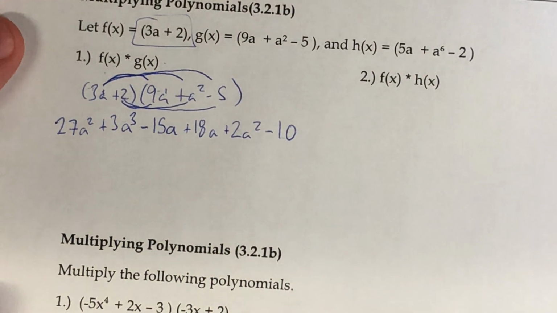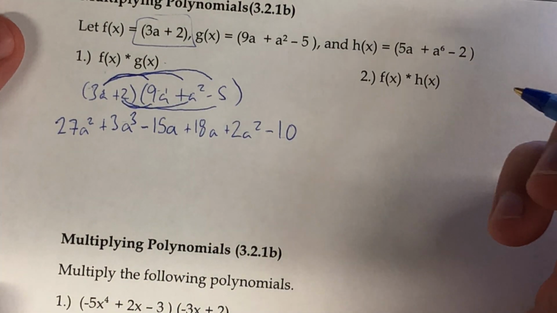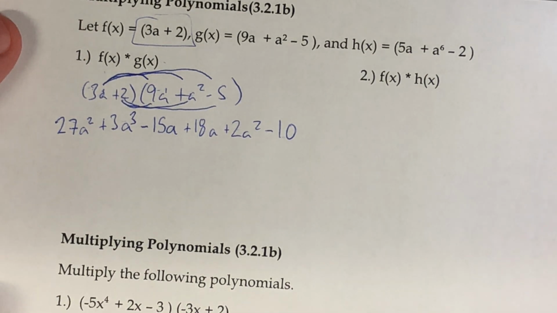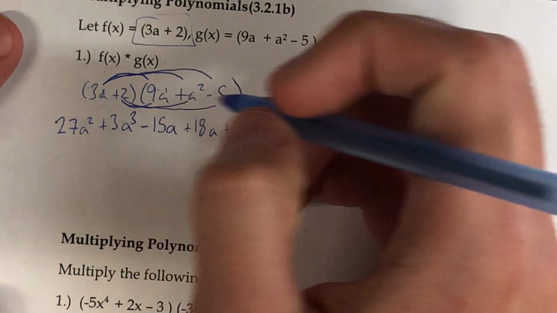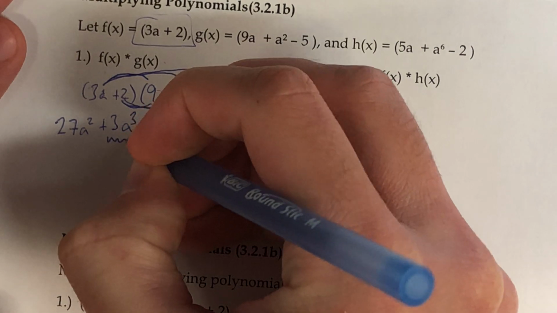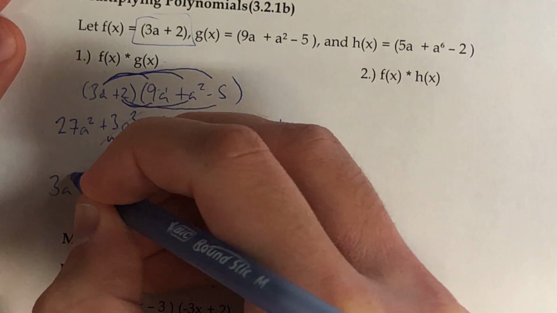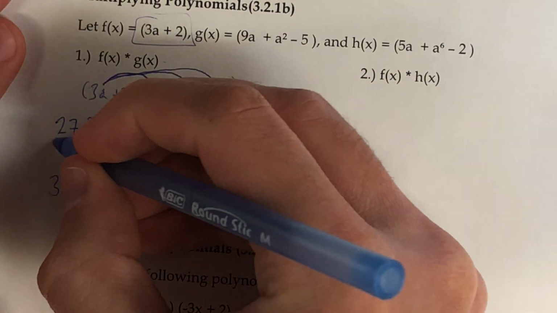which does check out because 2 times 3 is 6. 2 terms times 3 terms. But we have to simplify. The way we simplify is by combining like terms. Remember, like terms have the same variable and the same exponent. So let's start with our highest degree, which is this a to the third. There aren't any others, so we just have that term. Move down to a squared.